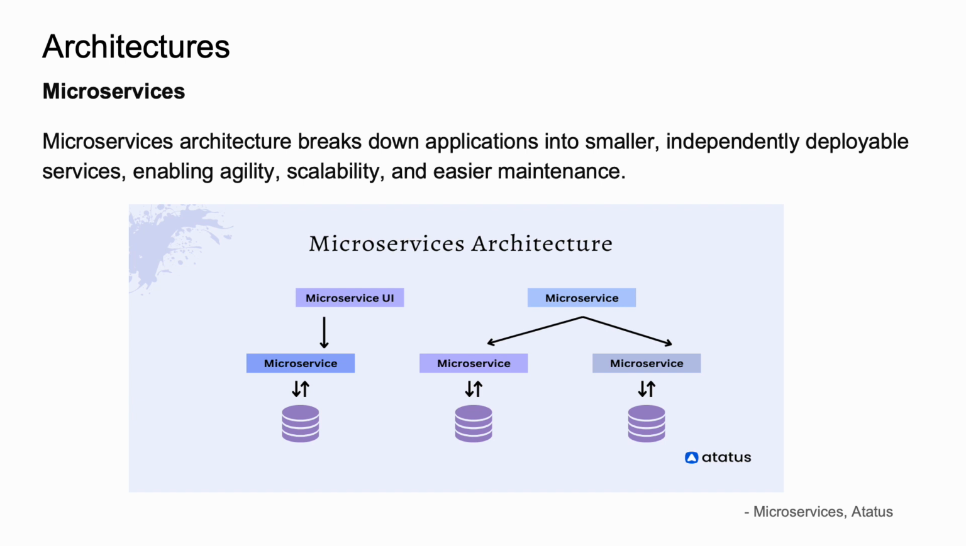Microservices architecture has become widely adopted by tech companies in recent years. Microservices architecture breaks down applications into smaller, independent, deployable services. It enables agility, scalability, and easier maintenance.